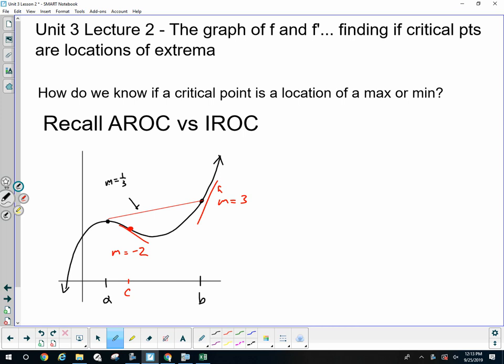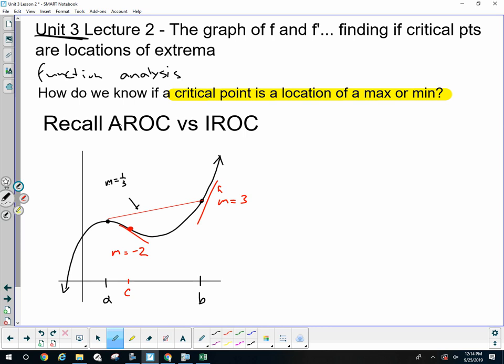Function analysis, unit 3. We started by finding possible locations of maxes and mins. Today, we are going to discover and analyze and determine if at a critical point we do have a max or a min. And how we're going to do that is by looking at slopes, by looking at signs of slopes.